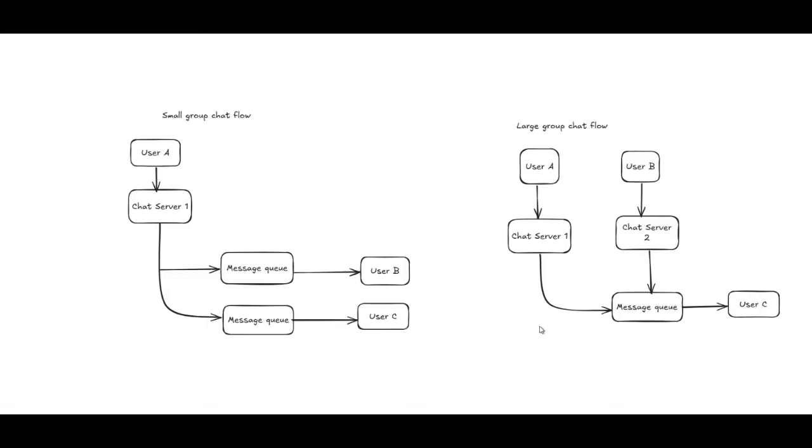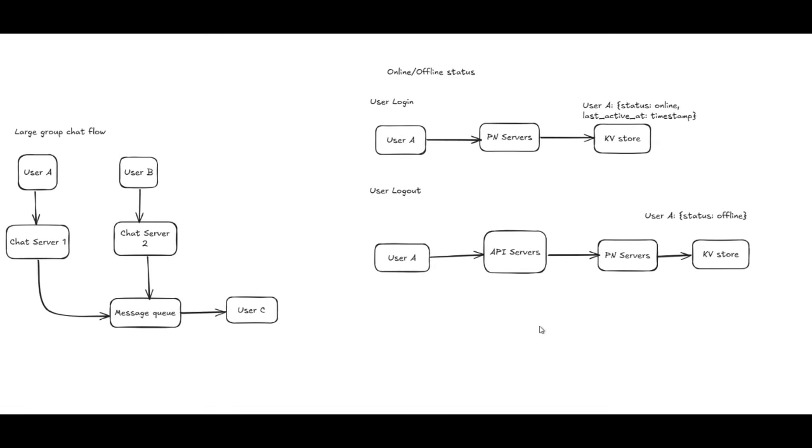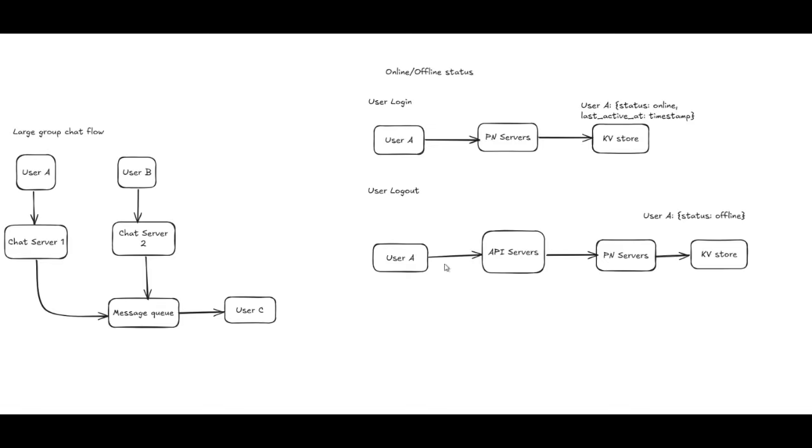Now, let's discuss users' online or offline status. How does it work? First, let's discuss online status. When a user logs in, we will send a request to the PN server, basically the presence server, and then the presence server will save data into the key value store, where we will save the status as user is online, and the last timestamp for online is X. And this is how we will maintain the online status.